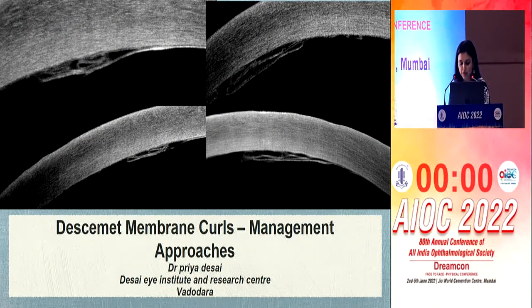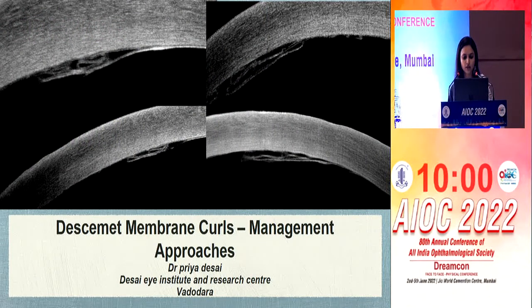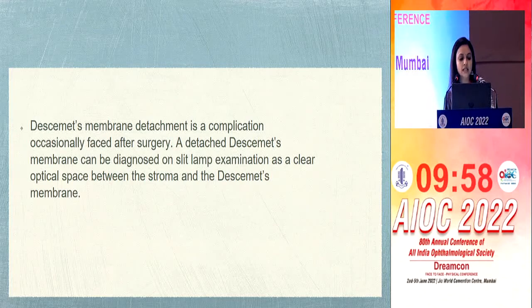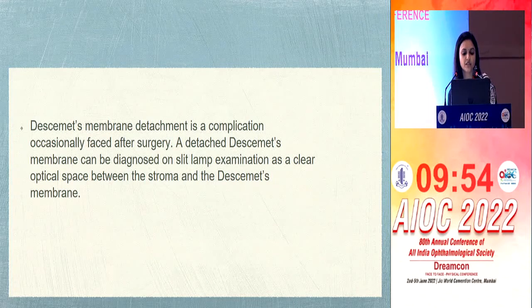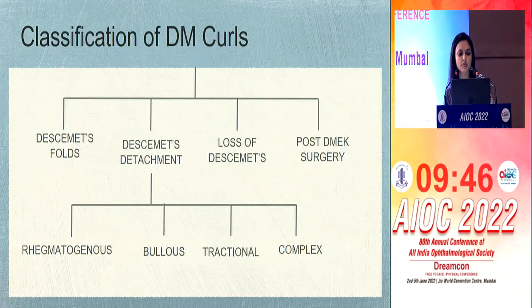Now, Descemet's membrane detachment, as I would like to call it, Descemet's membrane curls. DM detachment is basically a complication usually faced after surgery. A detached Descemet's membrane can be diagnosed on slit lamp examination as a clear optical space between the stroma and the Descemet's membrane. So now, how do you classify these curls?